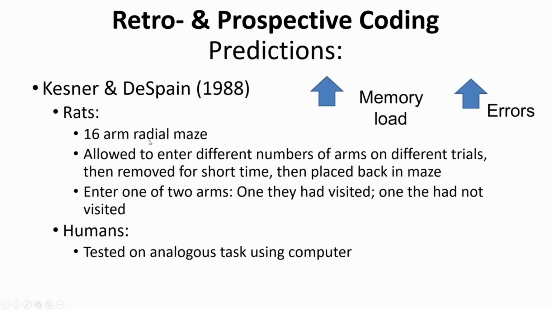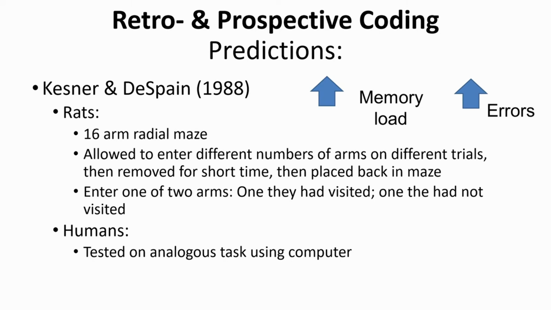So we have a 16-arm radial maze. I'm going to talk about the rats in more detail. For the humans, just know that they did an equivalent task, but on a computer as opposed to having to run in an actual maze. But so the rats had a 16-arm radial maze, and the researchers allowed the rats to enter a different number of arms on different trials. So some trials they'd enter 1, sometimes 2, sometimes 10, sometimes 12.